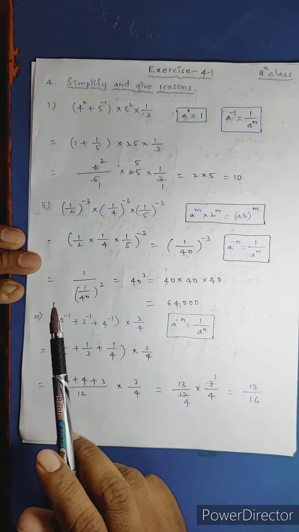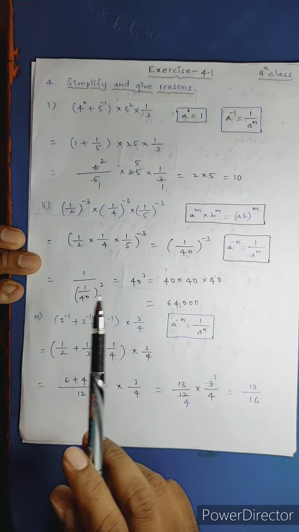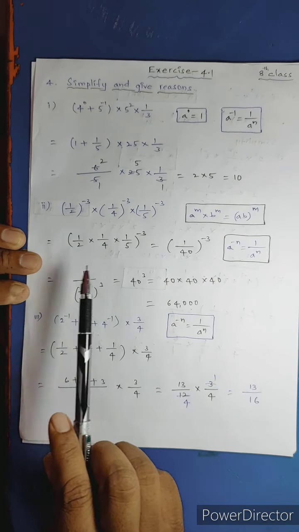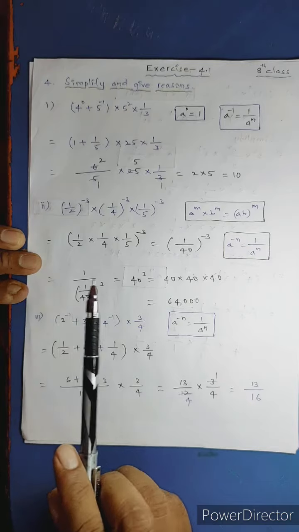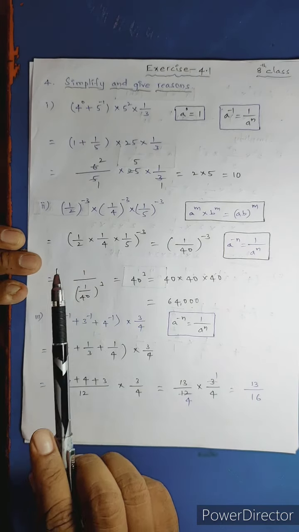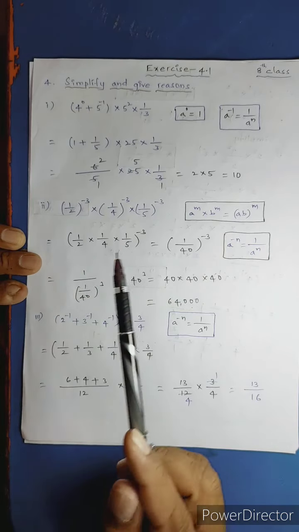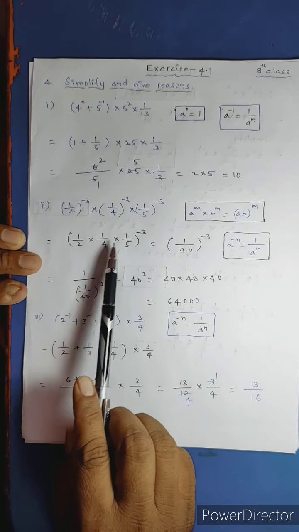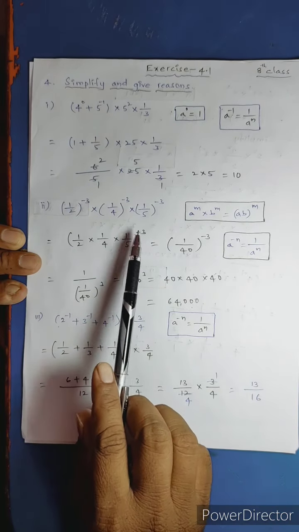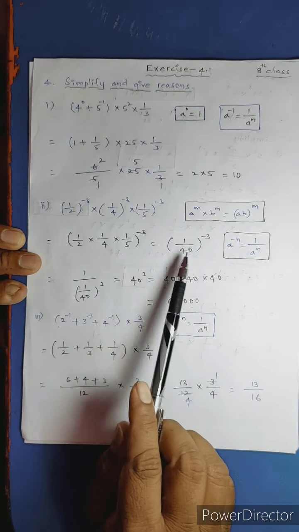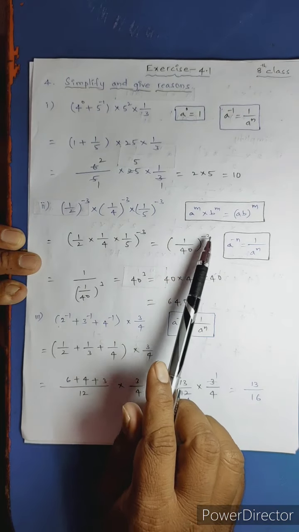(1/2)^-3, (1/4)^-3, (1/5)^-3. All bases are different, but their exponents are the same. So we can write a common exponent for all the bases: (1/2 × 1/4 × 1/5)^-3. Multiplying all, 2 4s are 8, 8 5s are 40. So (1/40)^-3.